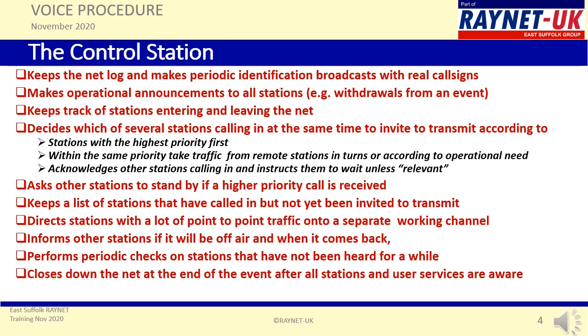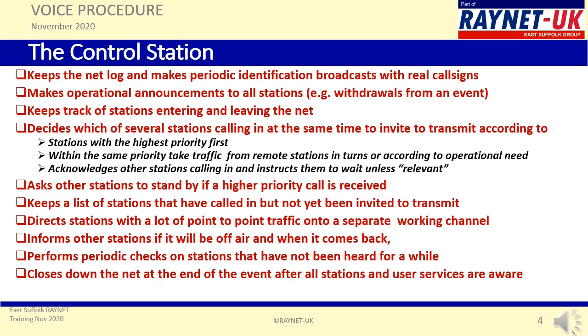Control should invite the stations with the highest priority first. Within the same priority, Control should take traffic from remote stations in turns or according to operational need. For example, points earlier in the course probably need to clear their traffic before points further round. Otherwise, information will be out of date before it's logged. And Control acknowledges other stations calling in and instructs them to wait unless relevant to the information currently being exchanged. Control will ask other stations to stand by if a higher priority call is received. Control will keep a list of stations that have called in but have not yet been invited to transmit.